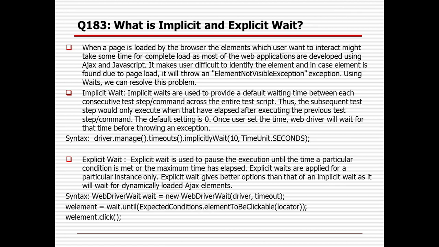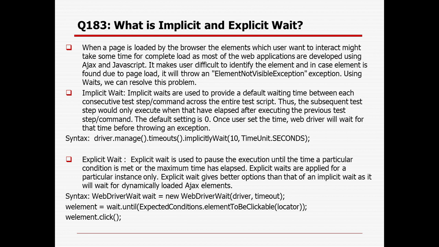What is implicit and explicit wait? First, you need to understand wait, right? When a page is loaded by the browser, the element which the user wants to interact with might take some time to load completely, as most web applications are developed using Ajax or JavaScript. It makes it difficult for the user to identify the element, and in case the element is not found due to the page load, it will throw an element not visible exception. Using wait, we can resolve the problem, right?